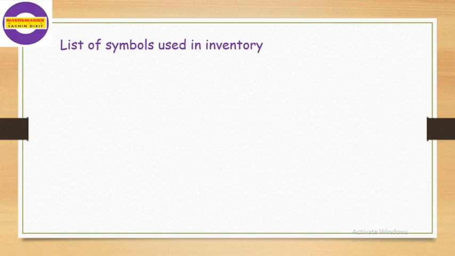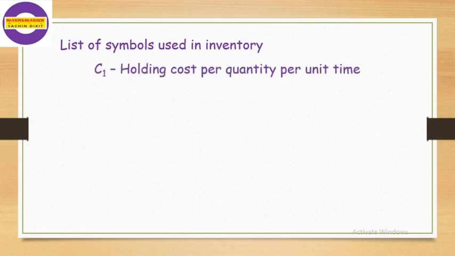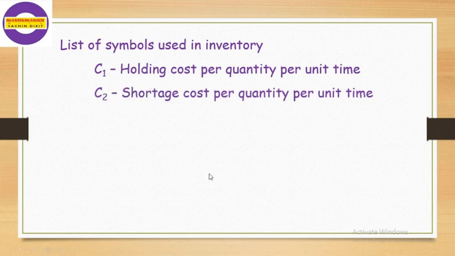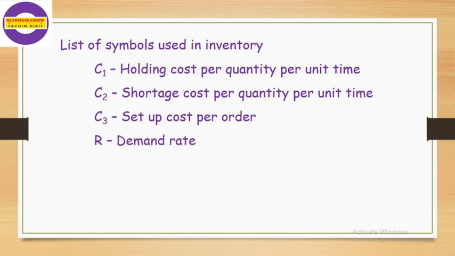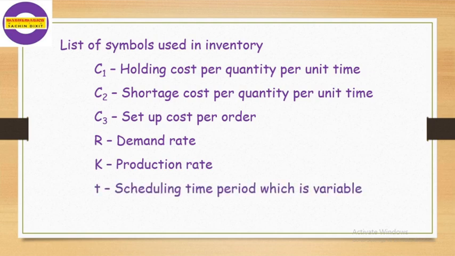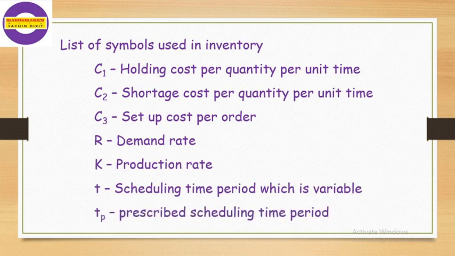Then the list of symbols used in inventory. First, C1 holding cost per quantity per unit time. C2 shortage cost per quantity per unit time. C3 setup cost per order. Then capital R demand rate, capital K production rate, small t scheduling time period which is variable. Then TP, prescribed scheduling time period.